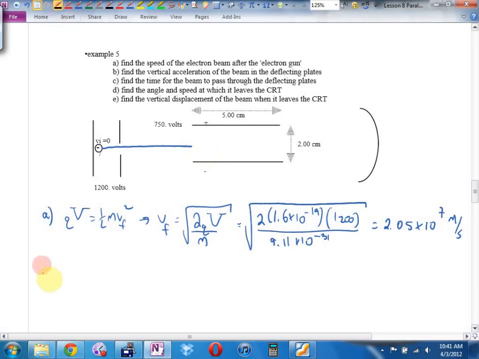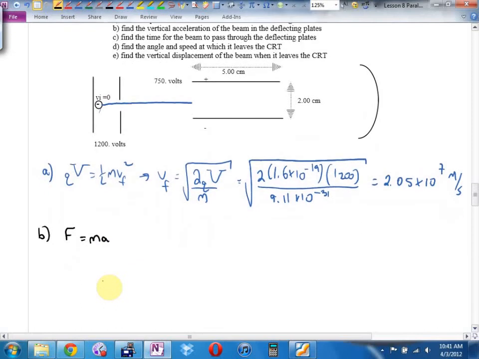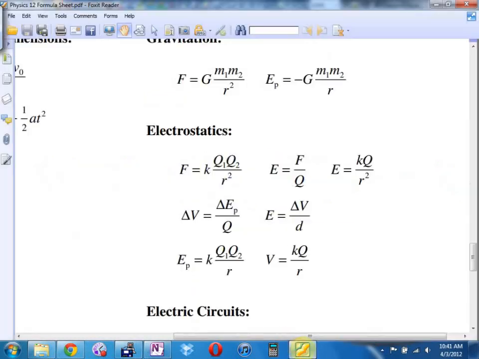So B says, find the vertical acceleration. Well, there's going to be a force, F equals ma. We're going to ignore gravity because, Sean, an electron is so light. Yeah, okay, then forget it. We're not going to worry about mg. Oh, and it's an electric force that's deflecting it, so it's Fe equals ma. Which electric force? Well, I can't use kQ1Q2 over r squared. It's not 2 point charges. You know what my electric force is going to be? qE.